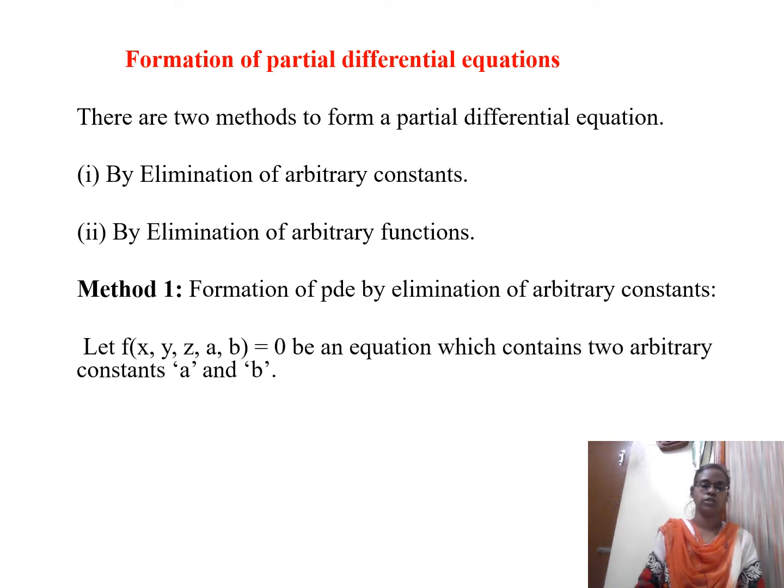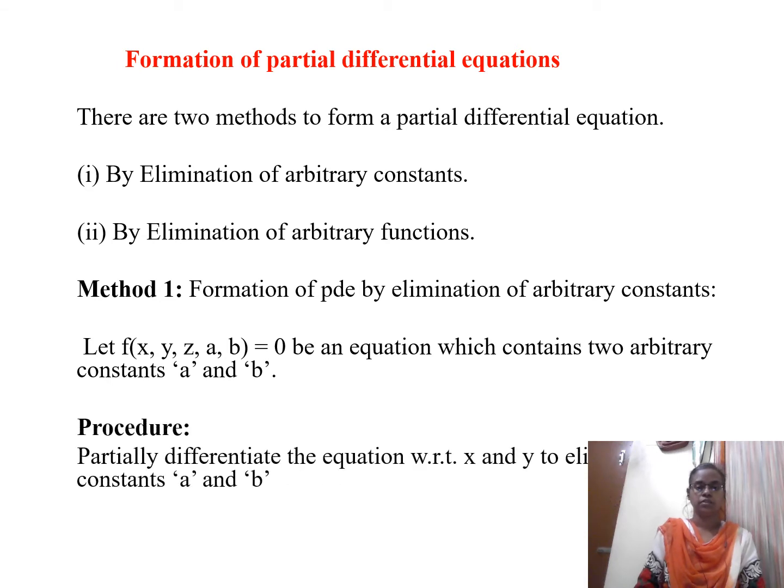When you have an equation given as a function of x, y, z and two arbitrary constants a, b equal to 0, first thing, differentiate the given equation partially with respect to x and then with respect to y. You will have another two more equations. Use the given equation and the two equations what you get now and eliminate the constants a and b.